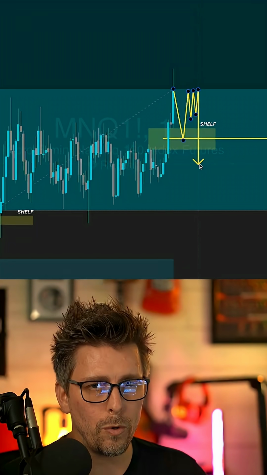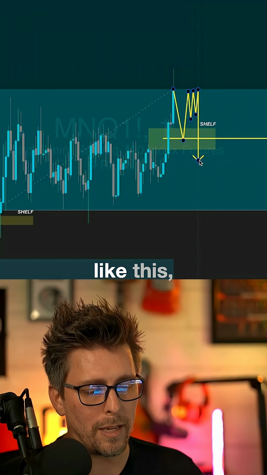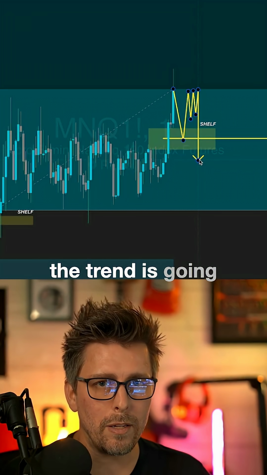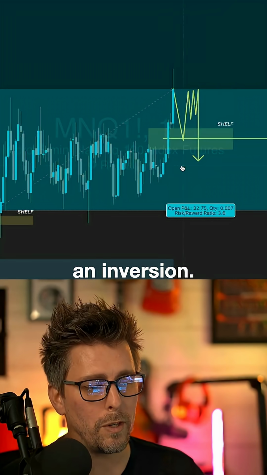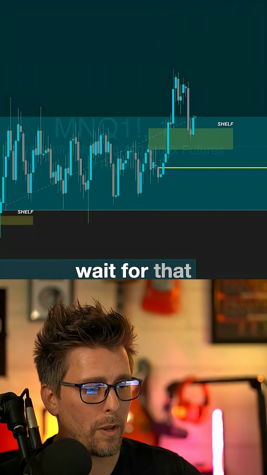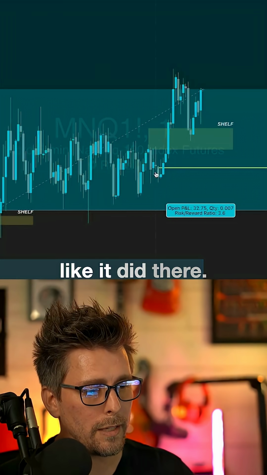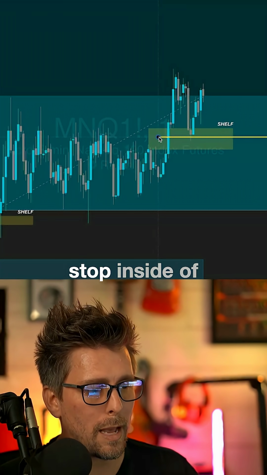If it were to close a candle body beyond the shelf like this, then most likely the trend is going to reverse. And a lot of times you won't have a fair value gap here to show you an inversion. For this trade, we remain patient, wait for that price to retest the shelf just like it did there. Now I'm clear to put my trailing stop inside of the shelf.